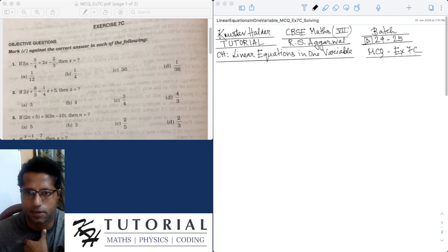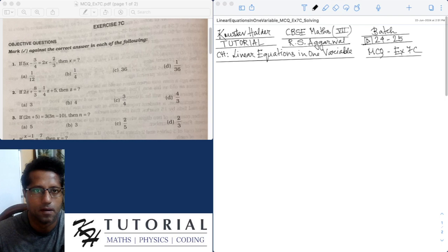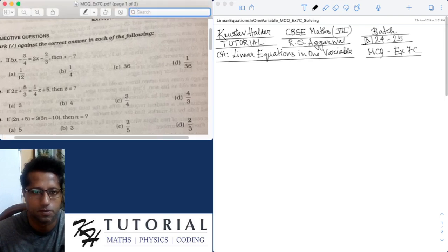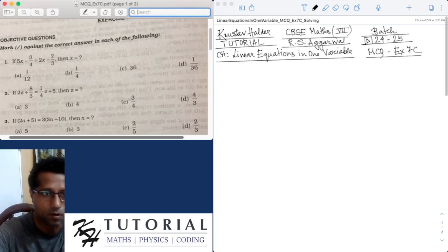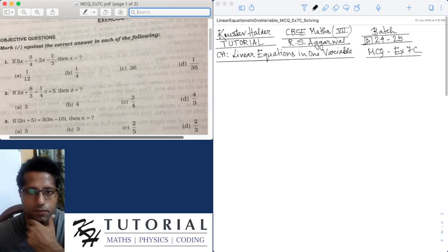Okay, so on the right hand side I will solve the problem, and I have the exercise 7C questions on the left hand side. I hope you can see the problems. Let me zoom it a little bit. Okay, so let's start solving the problem. These are all objective questions, and 4 choices are given where one choice will be correct.